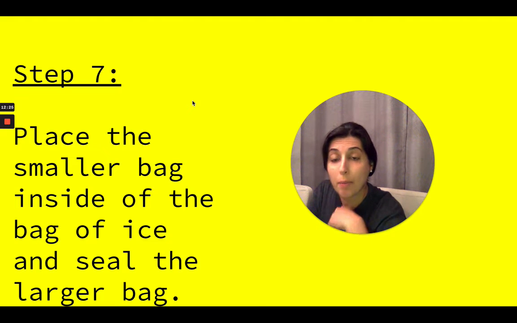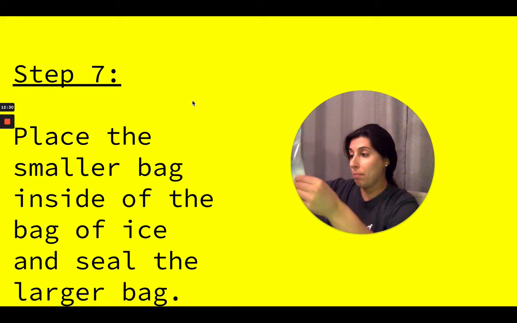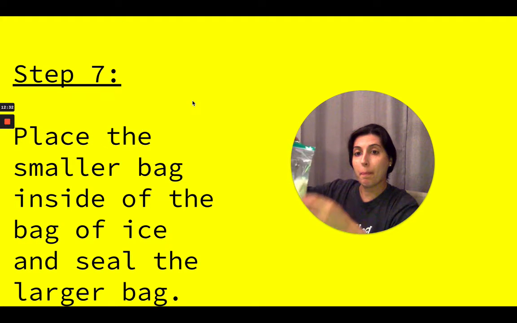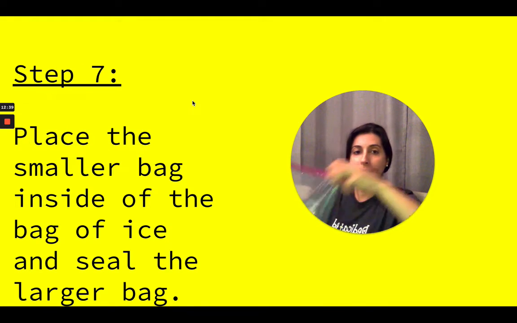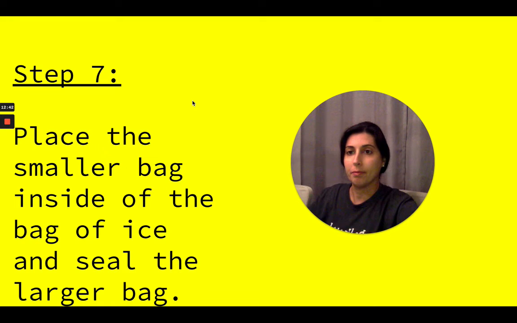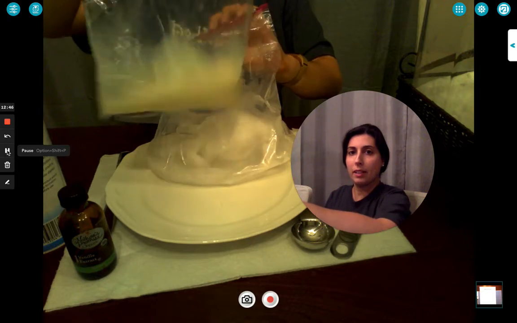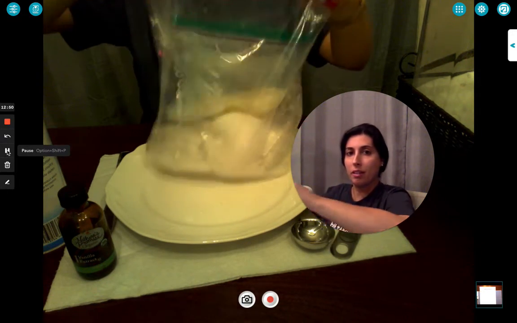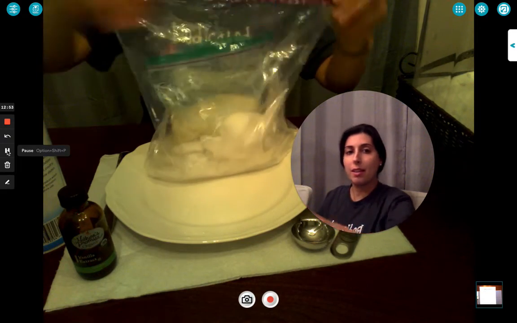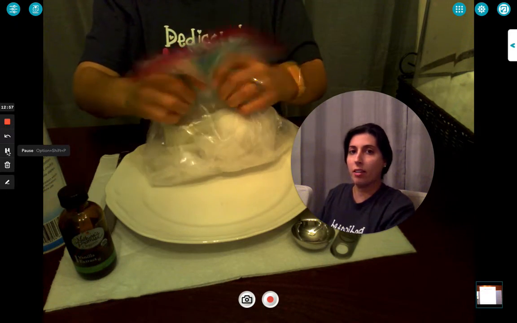For your next step, you're going to place the smaller bag, which has the milk mixture in it, inside of the larger bag, and you'll seal the larger bag. Okay, so here's my small bag of milk mixture. I'll put it inside of my larger bag, and then I'm going to seal my larger bag. It's helpful to get the air out.